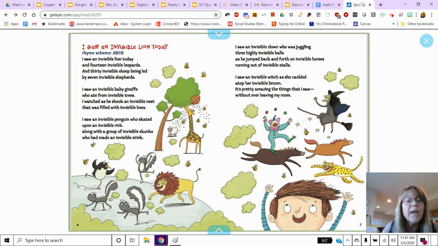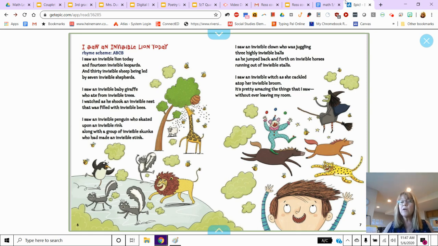I saw an invisible penguin who skated upon an invisible rink, along with a group of invisible skunks who had made an invisible stink. I saw an invisible clown who was juggling 3 high invisible balls as he jumped back and forth on invisible horses running out of invisible stalls. I saw an invisible witch as she cackled atop her invisible broom. It's pretty amazing the things that I saw without even leaving my room.